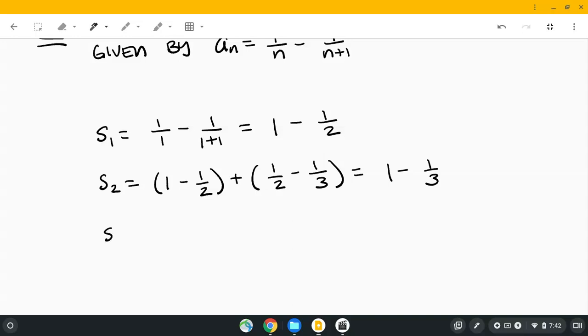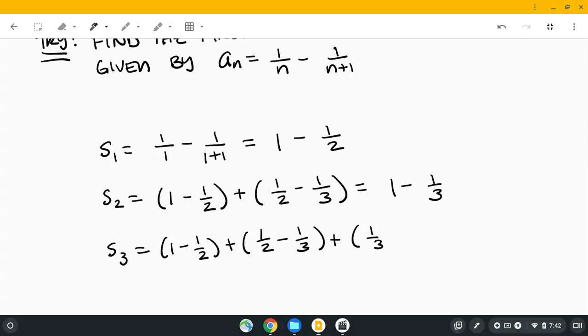Always try to find patterns. S3 is going to be 1 minus 1/2 plus 1/2 minus 1/3 plus 1/3 minus 1/4. I'm using this one to find the third term, but I got these from over here. I noticed that these two will cancel out, and then it happens over here as well. So we end up with 1 minus 1/4.